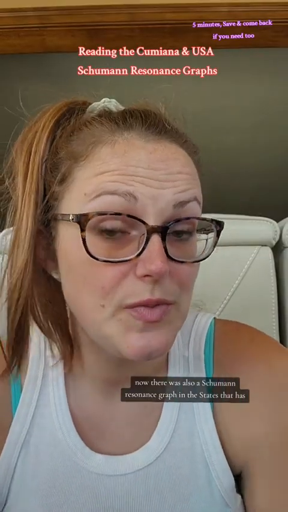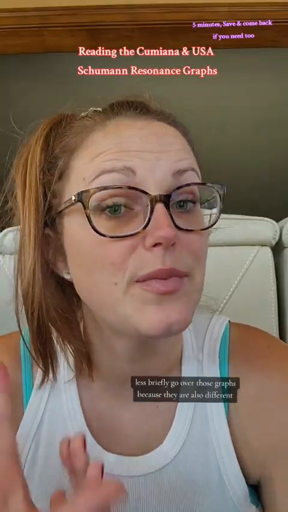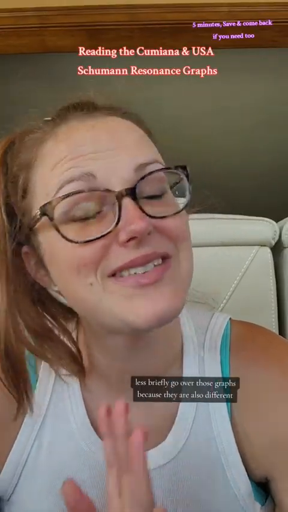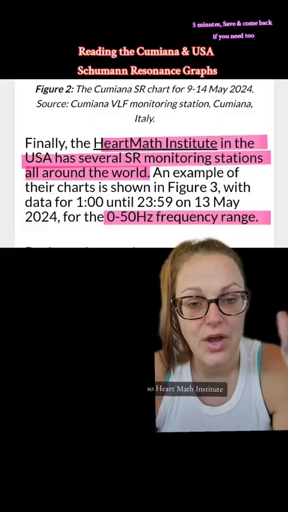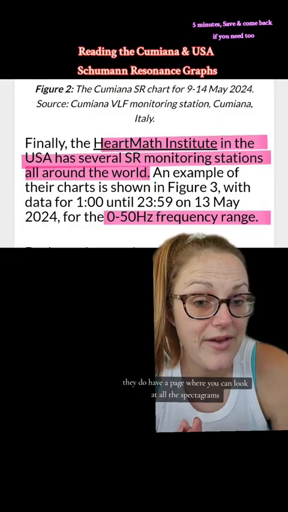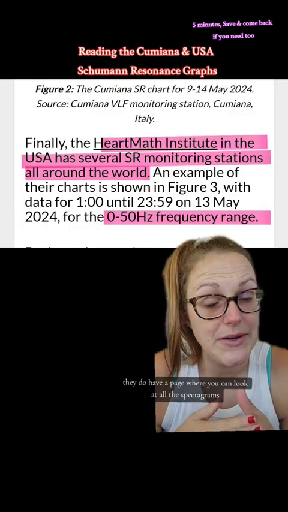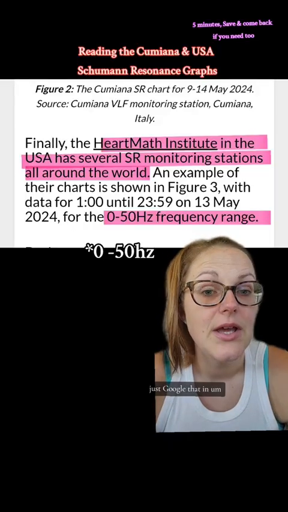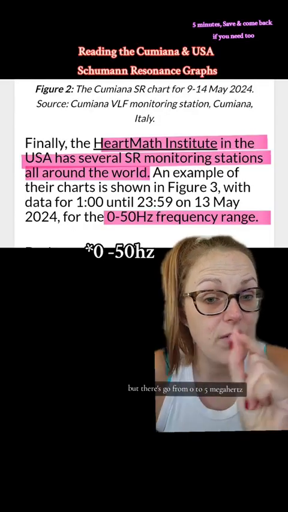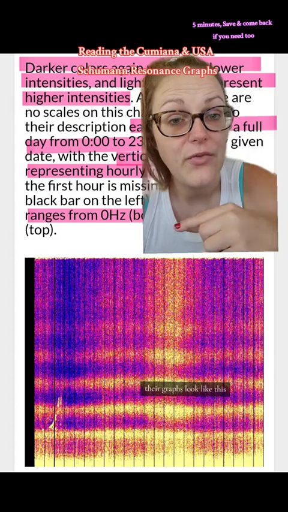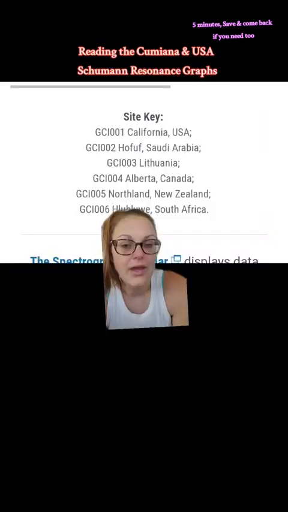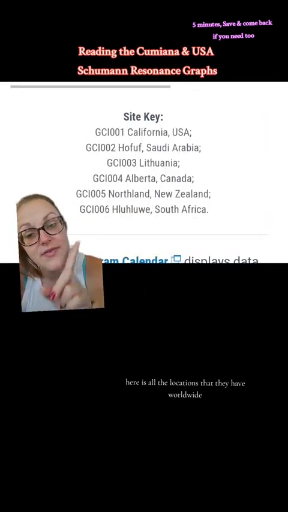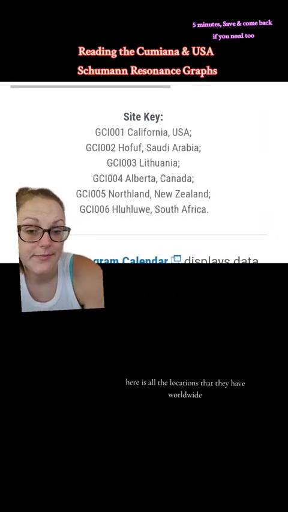Now there's also a Schumann resonance graph in the States that has stations all over the world. Let's briefly go over those graphs because they are also different. So HeartMath Institute, they do have a page where you can look at all the spectrograms. Just Google that in. But theirs go from 0 to 5 megahertz. Their graphs look like this. Here are all the locations that they have worldwide.